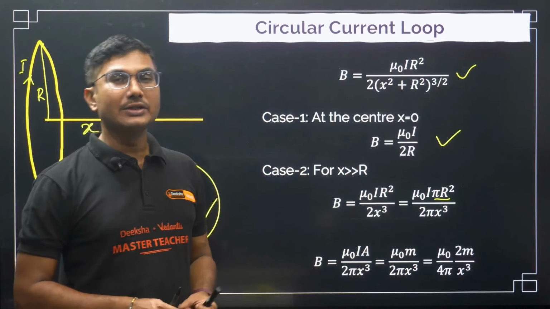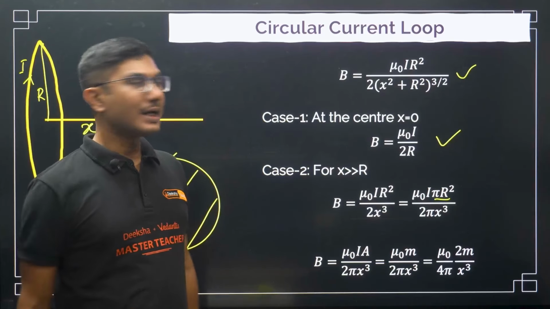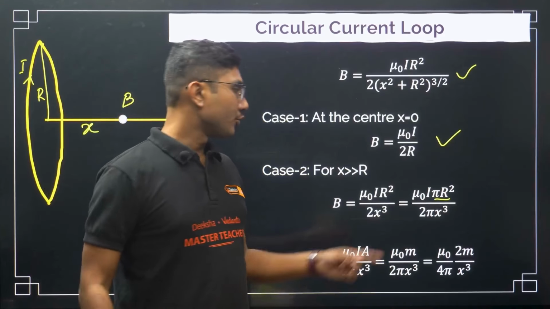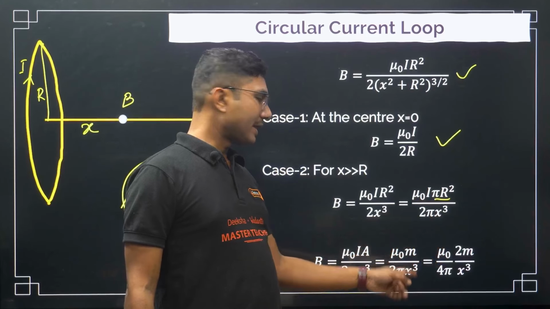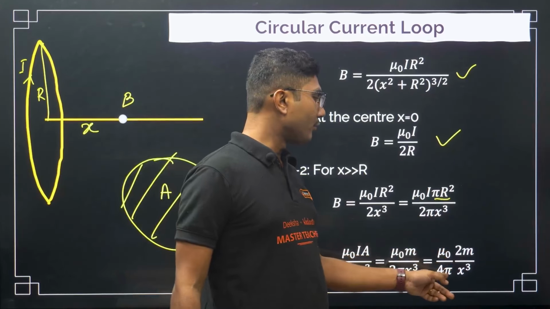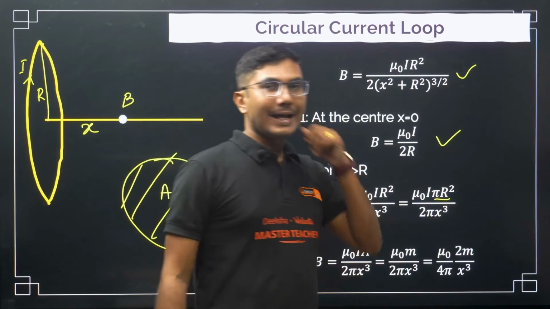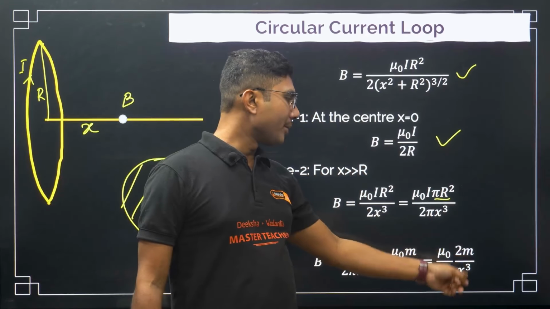I into A is defined as the dipole moment due to a circular current carrying loop, small m. So if you put that value, you will get this as mu naught m by 2 pi x cube, and if you reorganize a little bit, you will get mu naught by 4 pi into 2m by x cube. So B is mu naught by 4 pi 2m by x cube.